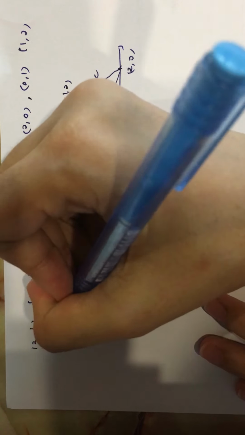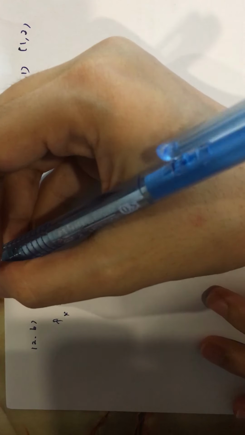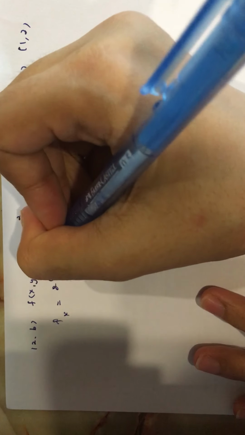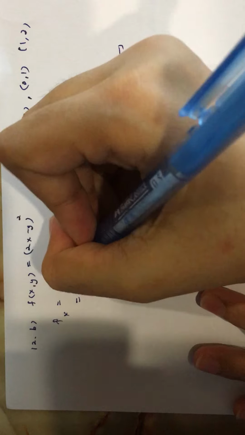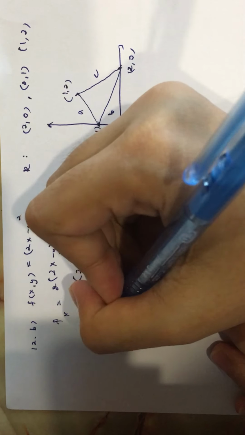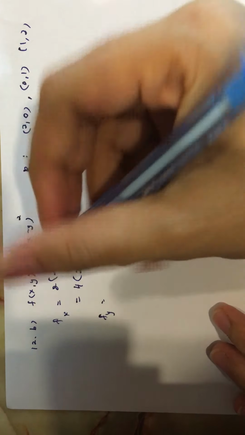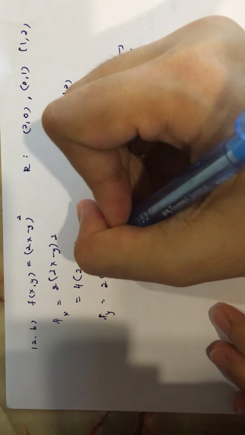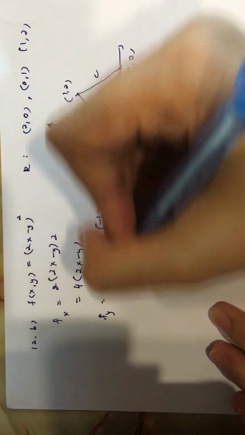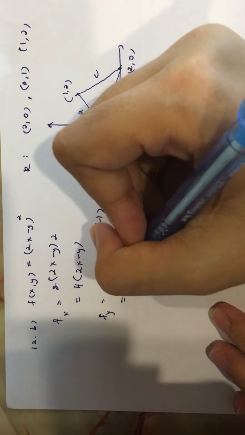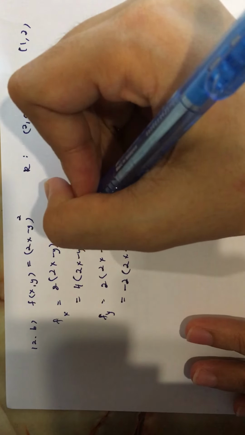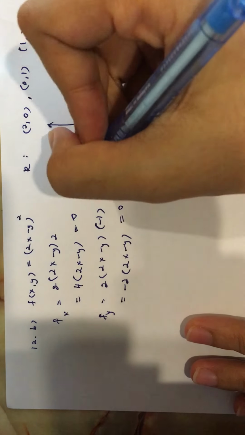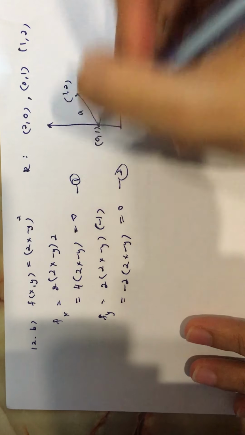So for that one, we need to calculate fx and fy. So fx is equals to 2 times (2x minus y), and then times 2, which is equals to 4 times (2x minus y). And then fy, differentiation with respect to y, we have 2 times (2x minus y), and then times minus 1, which is minus 2 times (2x minus y). So we equate both equals to 0. We have first equation, second equation.